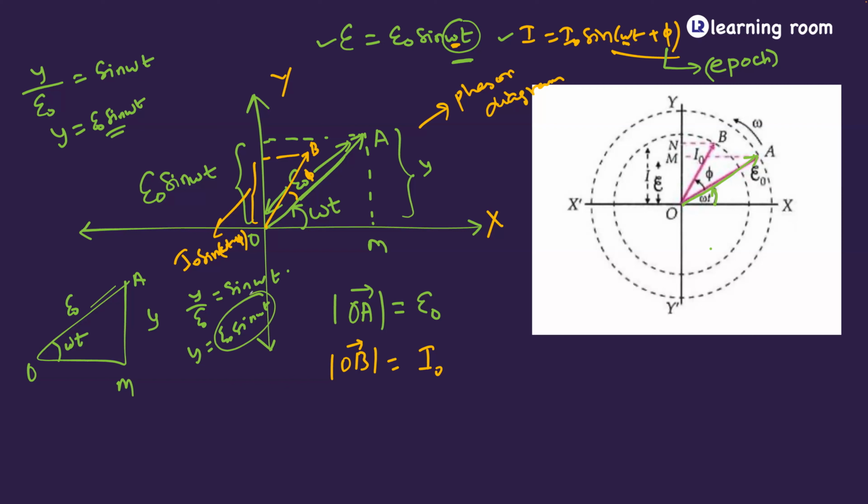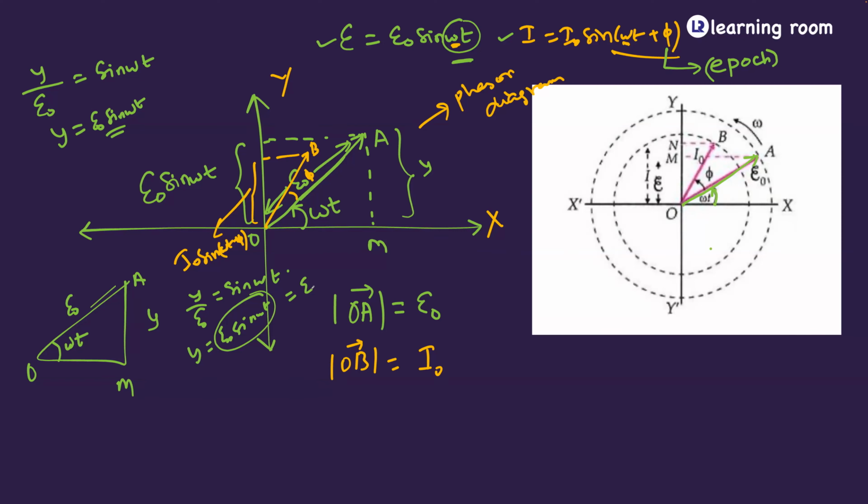But what is E naught sine omega t according to physics? This is according to mathematics, trigonometry. But what is E naught sine omega t according to physics? It is the instantaneous value. So that is why the projections are going to give you the instantaneous value.